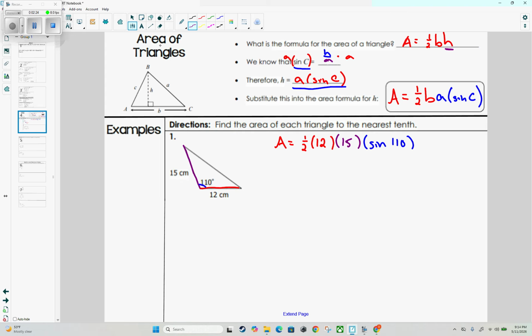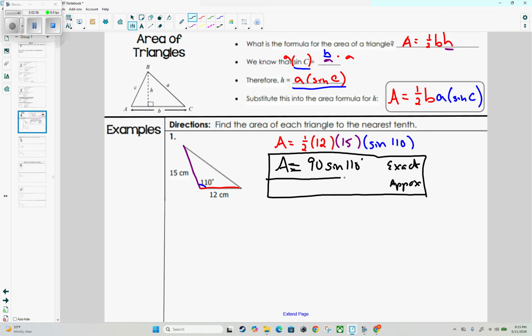And of course, we can use a calculator to kind of simplify this. We got 1/2 of 12 is 6, and 6 times 15 gives us a grand total of 90, and then we have sine 110. Remember, sine 110 is just a decimal, so this is the exact answer for the area. And then if I wanted the approximation, remember, the exact answer is what we plug in, and the approximation is the decimal that you get from the calculator. And I want both of those. So the approximation, when I plug in 90 sine 110, should be 84.57 centimeters squared. Because it's area, we want to square our units.